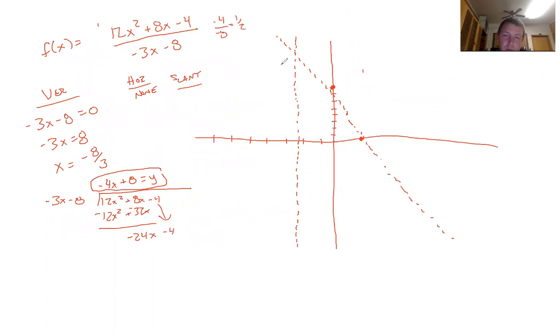Okay, so my graph will look like this. And follow those asymptotes, which means it's got to be opposite. So the other part of it is going to be. Okay. Couple more.